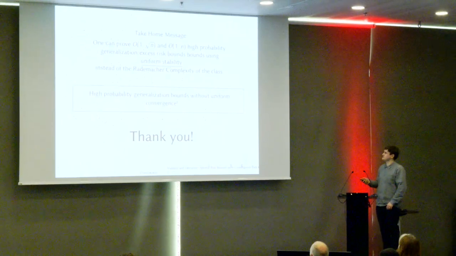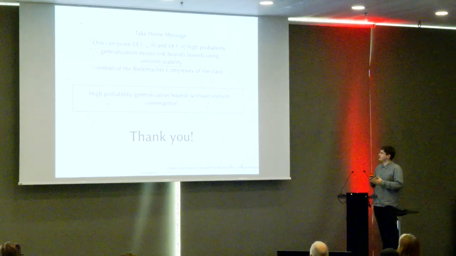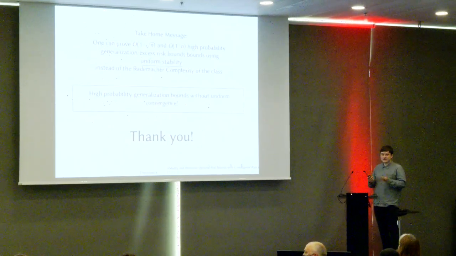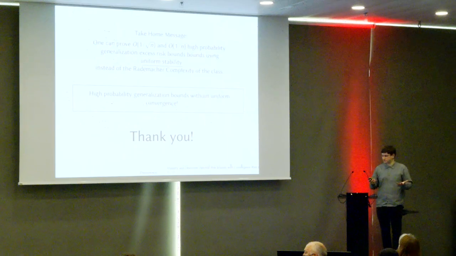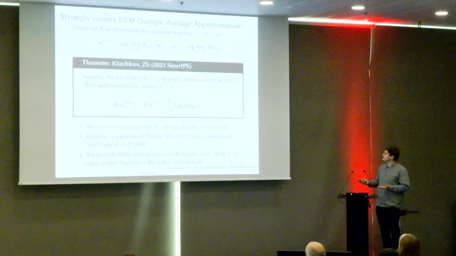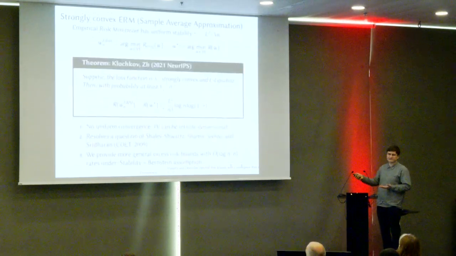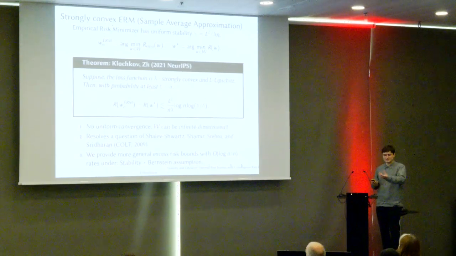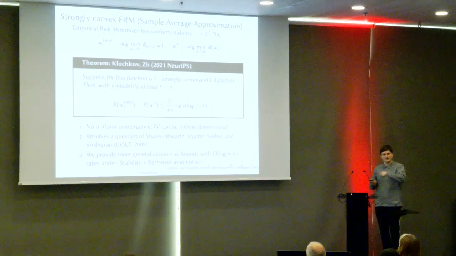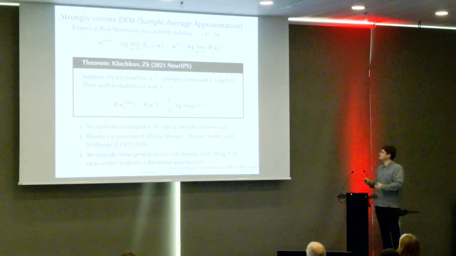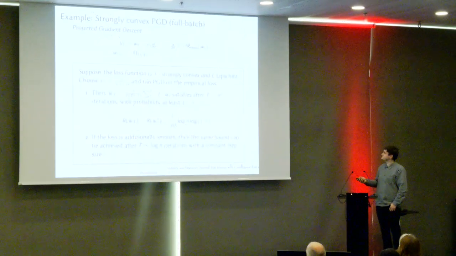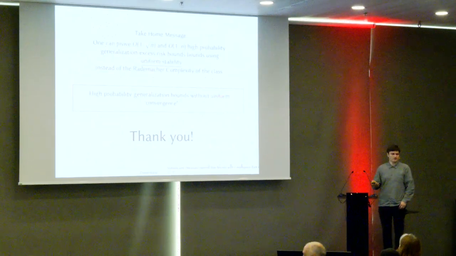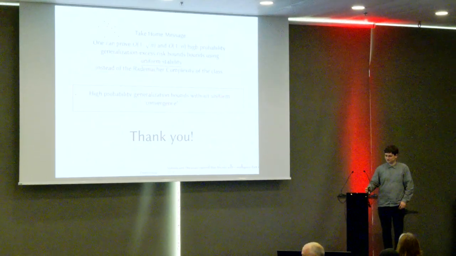And in some cases, what is interesting is that it gives you high probability generalization bounds, even though we know that there is no uniform convergence. The stochastic convex optimization example is a classical case where we don't have uniform convergence, but only by controlling these Lipschitz constants and lambda, we can get dimension-free bounds. Okay, I think I will stop here. Thank you very much for your attention.